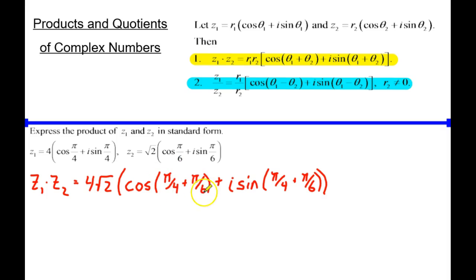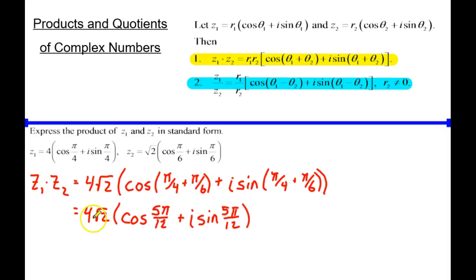Next we need to simplify these arguments. So get a common denominator and add pi over 4 and pi over 6. Now we get 4 times radical 2 times the quantity of cosine of 5 pi over 12 plus I times the sine of 5 pi over 12. So here is our polar form. We want to find the complex number in standard form.